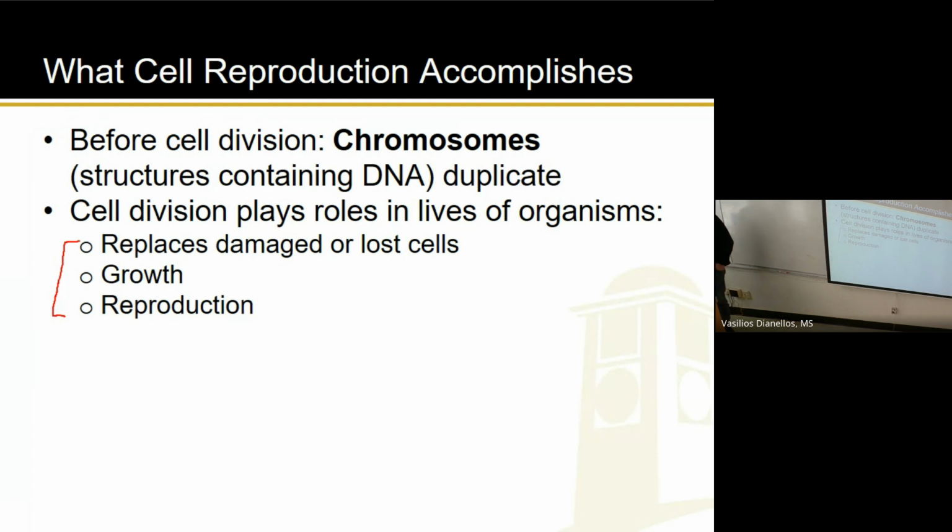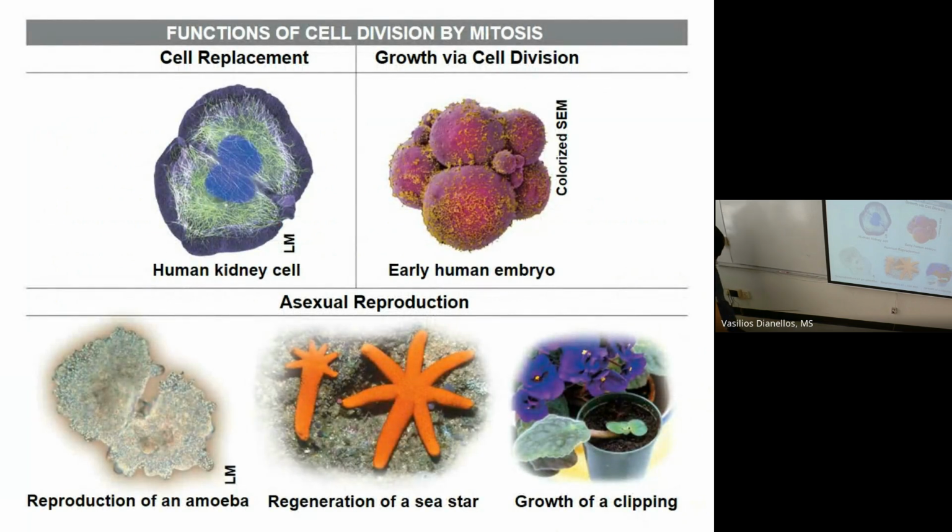All right, again, still an overview. Here are some pictures from the old textbook that talk about what I'm talking about here. So, cell replacement. Here's a picture of a kidney cell. You can see it's kind of split. We're going to learn about what that split means later. But that's a cell that has divided itself, right? Because it is replacing a cell.